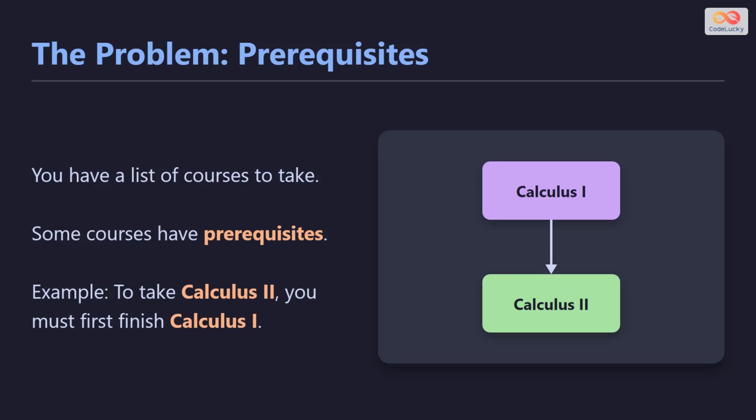Let's first understand the scenario. You have a list of courses you want to take. However, many courses have prerequisites. For instance, you cannot take Calculus 2 until you have finished Calculus 1. You must respect this order.